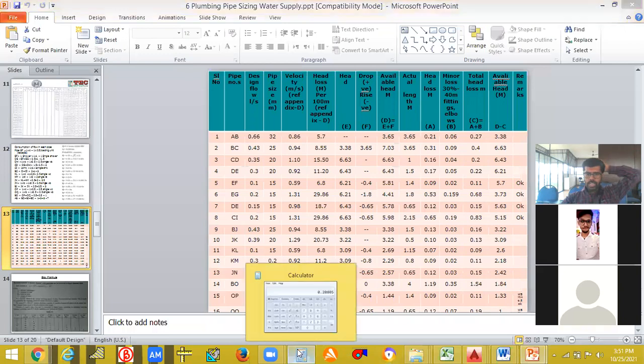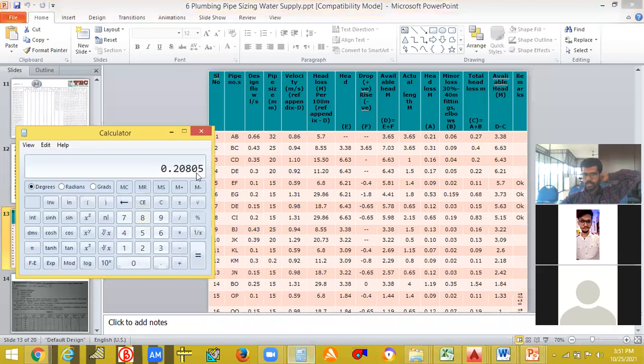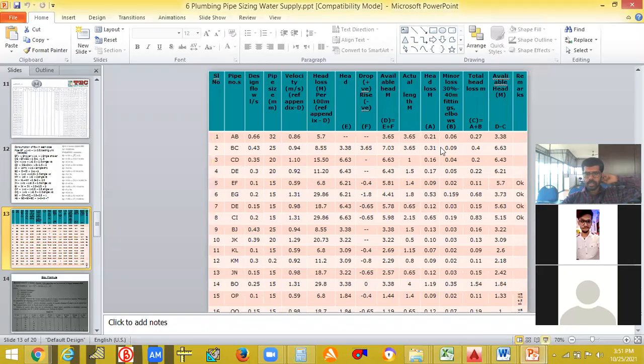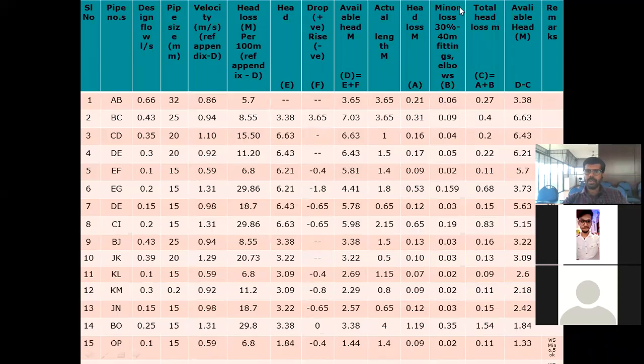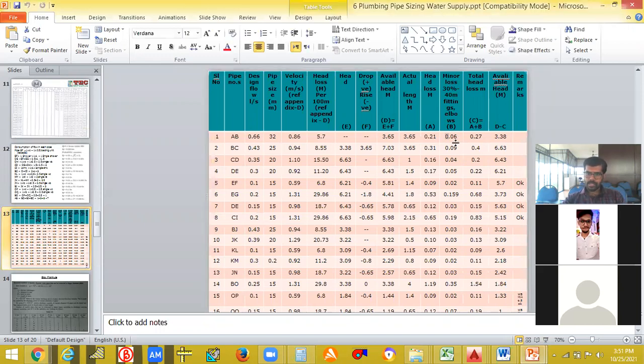So is there any doubt for Shakal? You got 0.208, okay? This is 0.21. Now what about the minor losses? The minor losses are 30 to 40%. Losses will come because of the elbow and reducer and all those things. So what you have to do is that 30% of 0.21 will be how much? Is it 0.06 itself?